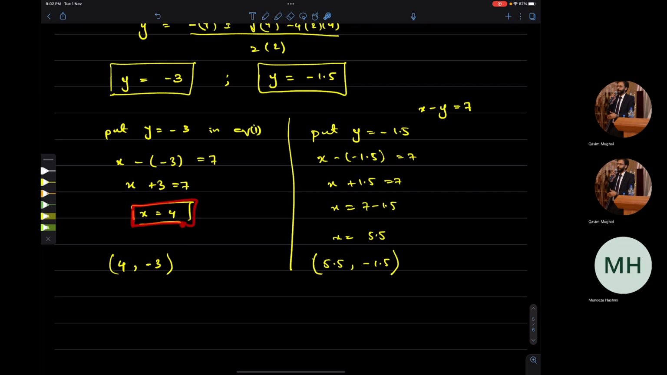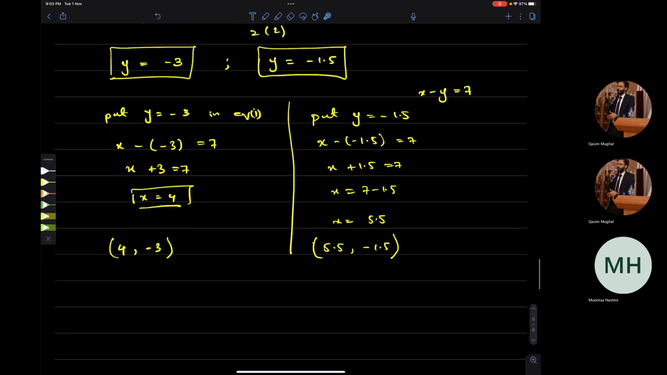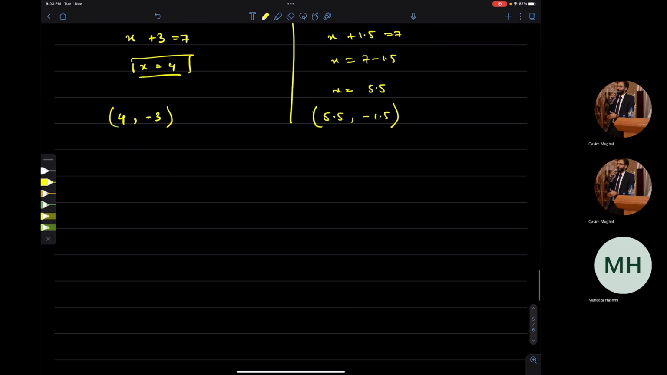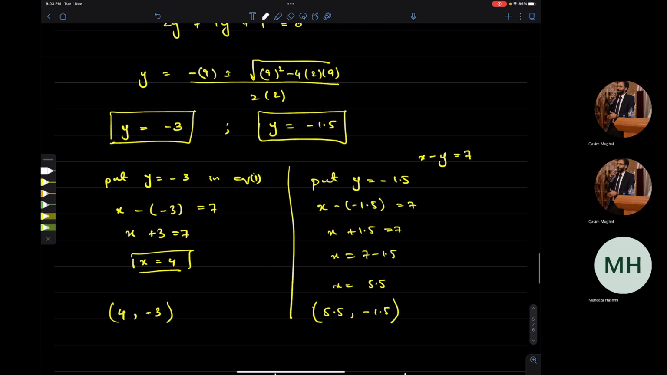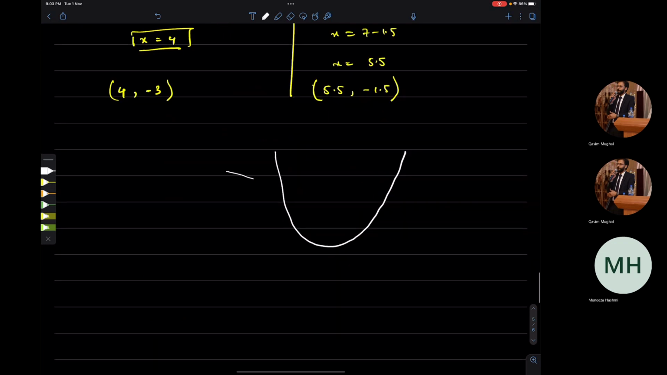But when x is 4, y is -3, because I got 4 when I plugged in -3 into the equation, so that comes together. And when I plugged in -1.5, I got 5.5, so this solution comes together. So this is now the graphical meaning for a quadratic equation. Let me just draw a rough graph here, just like this one. And the other equation was a linear one. Let me just draw another linear graph like this.